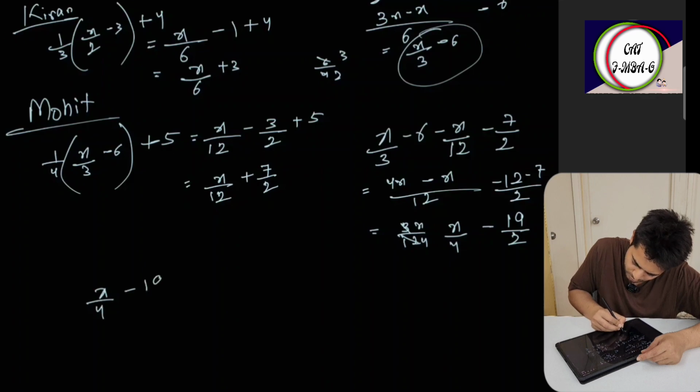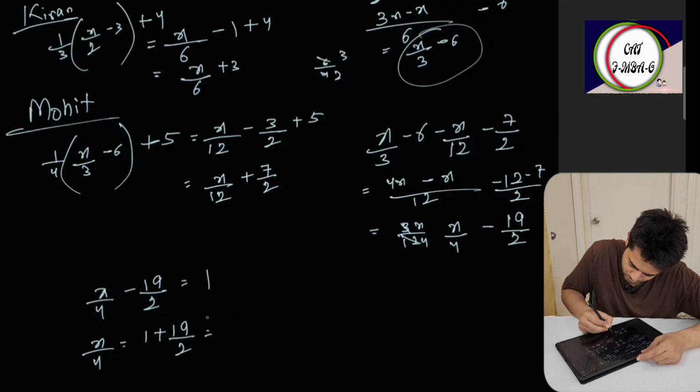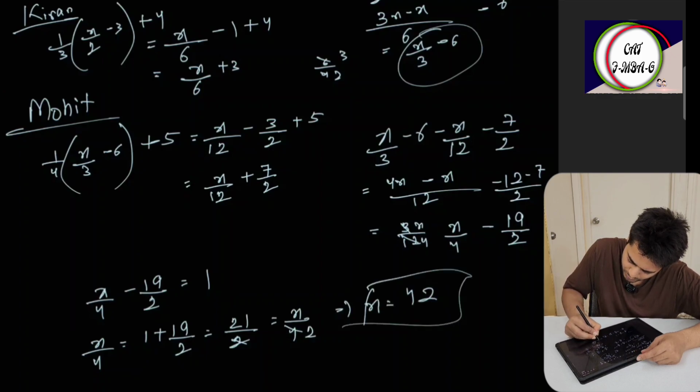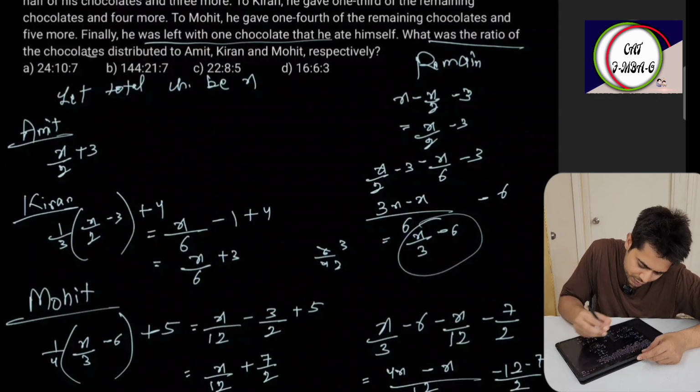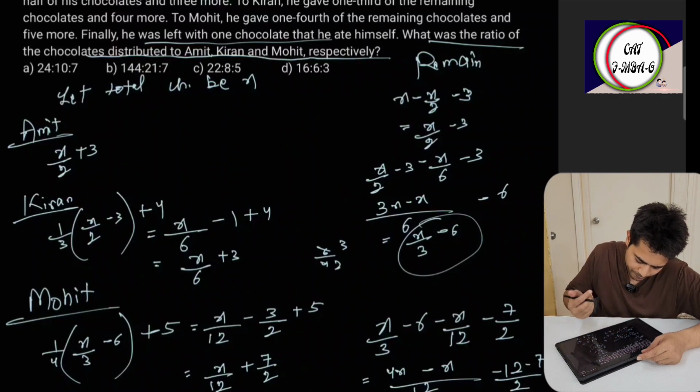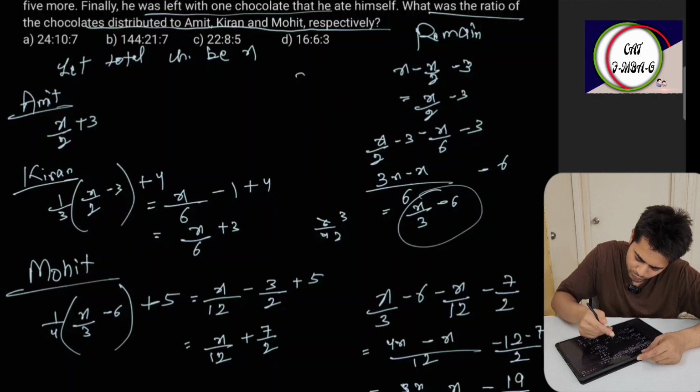So X by 4 minus 19 by 2 is equal to 1. So X by 4 is equal to 1 plus 19 by 2. So this is 21 by 2 is equal to X by 4. That implies X is equal to 42. X is equal to 42. Okay. Now, what was the ratio of the chocolate distributed to Amit, Kiran and Mohit respectively? Okay. So, X is equal to 42.